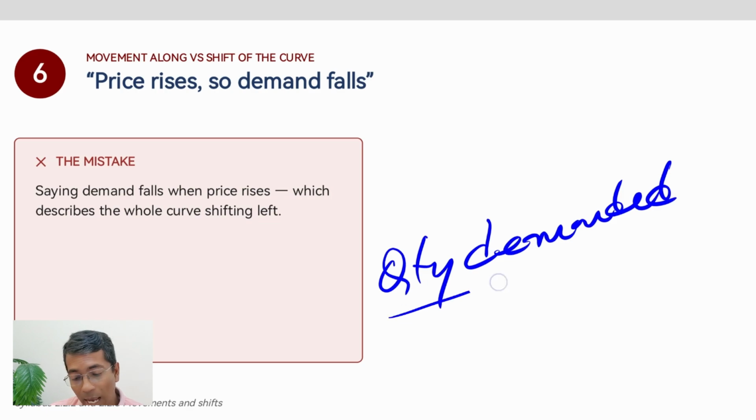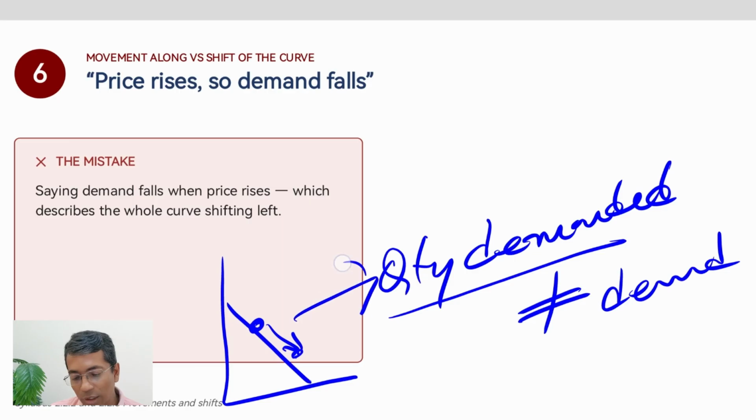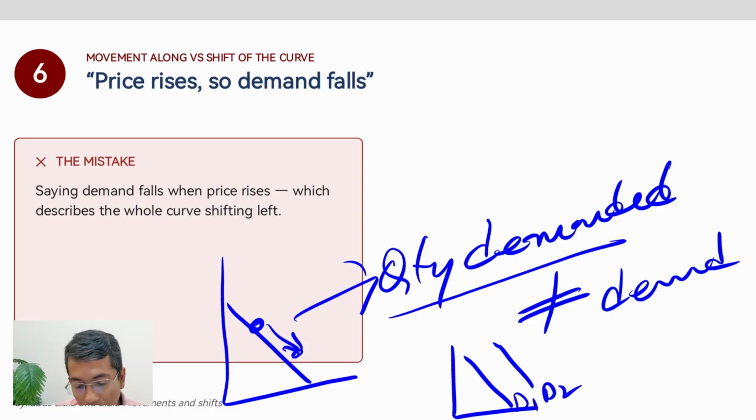Quantity demanded is not equal to demand. Quantity demanded is when you are on one demand curve, moving from one point to another point. And when you say demand is changing, it means the demand curve itself will change, either way, D1 to D2 or D2 to D1. But that is not what is there. So saying price rises so the demand falls could be a huge problem, and that suggests that you are not careful about what the demand curve is all about.